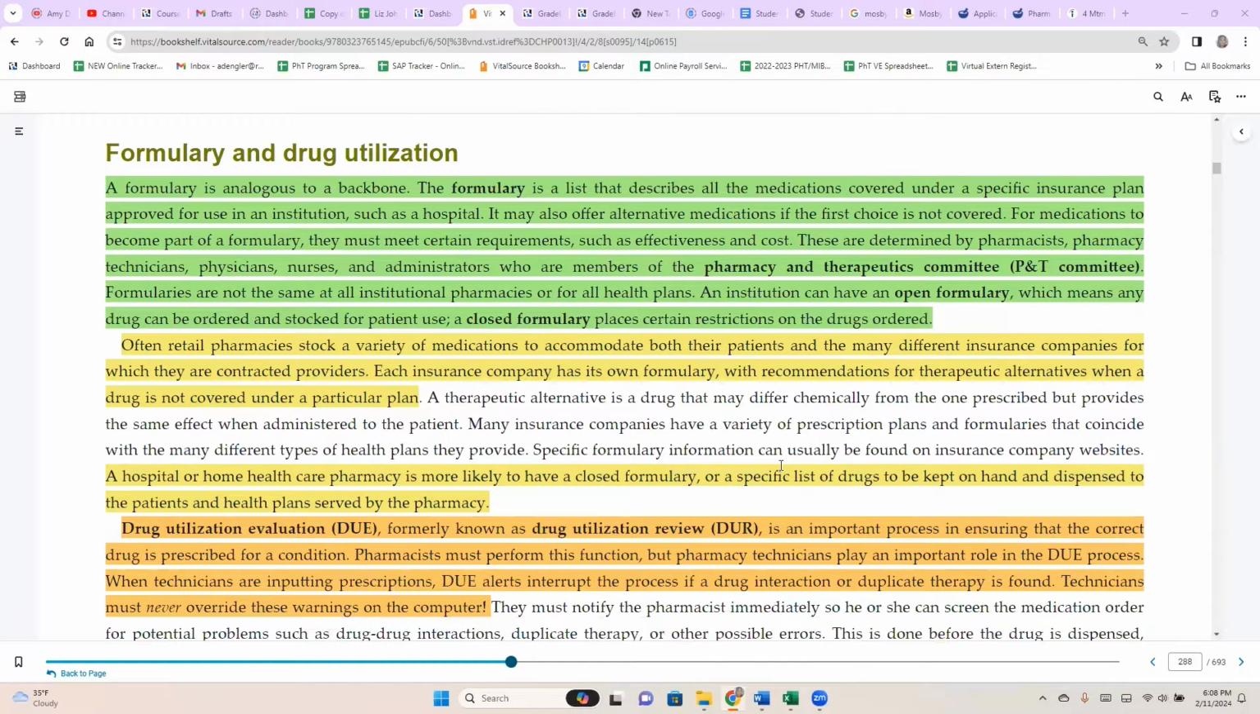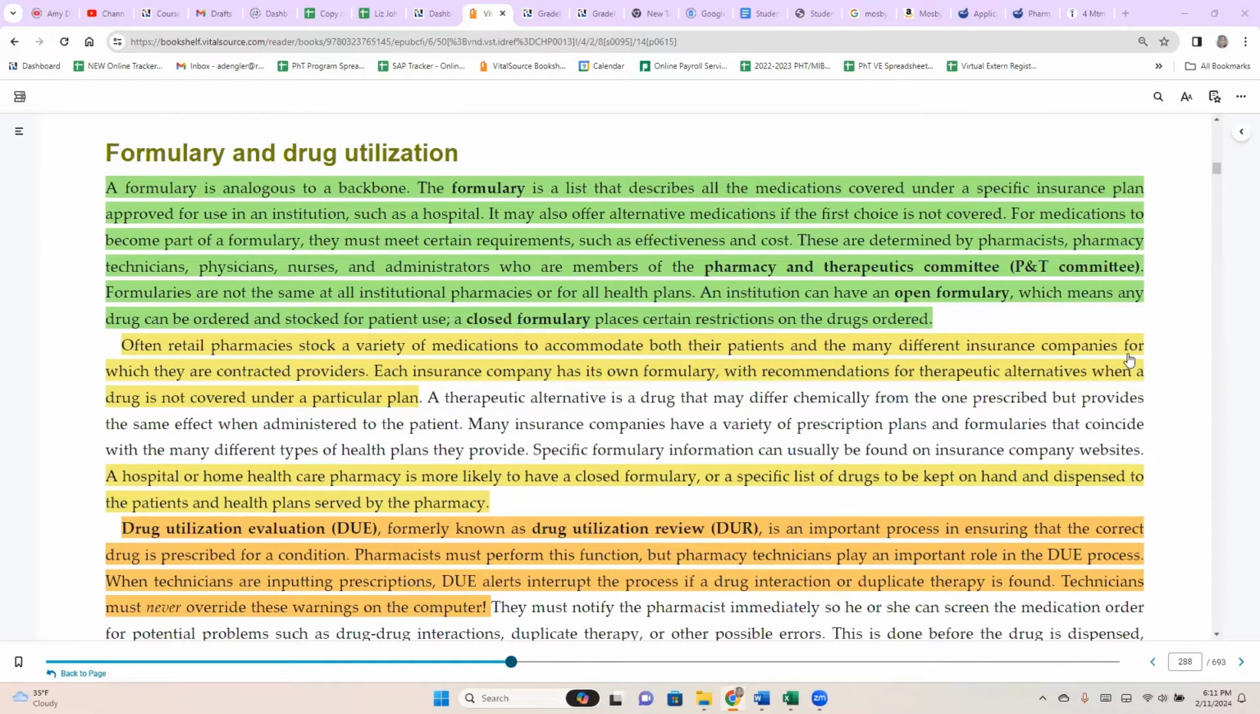Often retail pharmacies stock a variety of medications to accommodate both their patients and the many different insurance companies for which they are contracted providers. Each insurance company has their own formulary with recommendations for therapeutic alternatives when a drug is not covered under a particular plan. A therapeutic alternative is a drug that may differ chemically from the one prescribed but provides the same effect when administered to the patient.